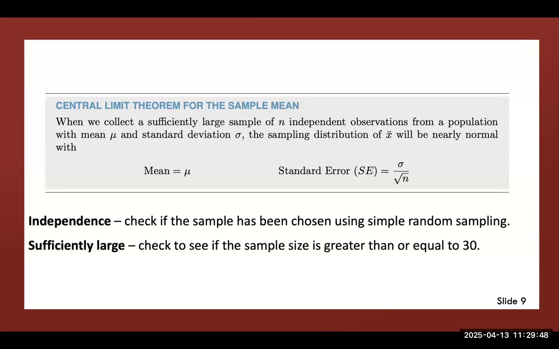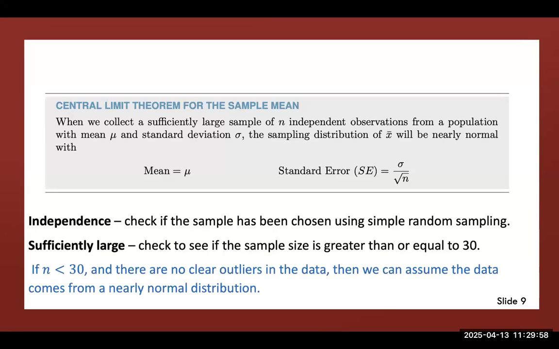So what do we mean by sufficiently large? For us, whenever we have a sample size that's greater than or equal to 30, that will be sufficiently large. Now, if you happen to have a sample that's less than 30, but there are no clear outliers in the data, then we can assume the data comes from a nearly normal distribution.